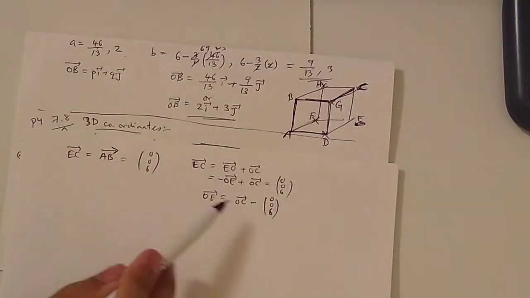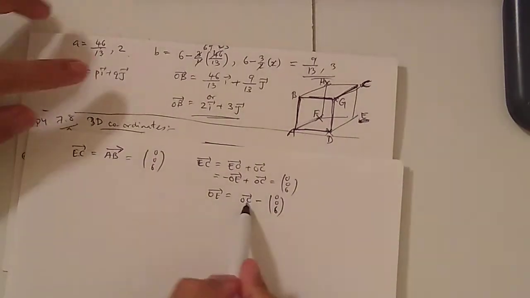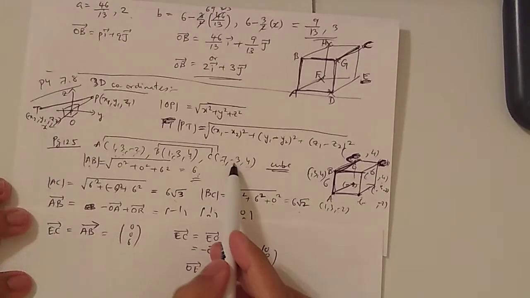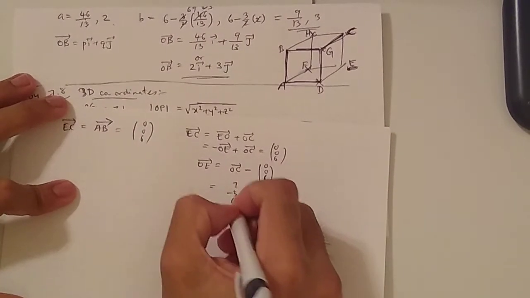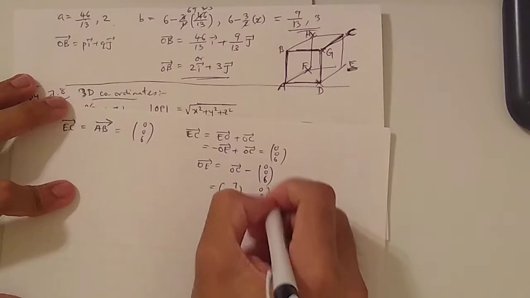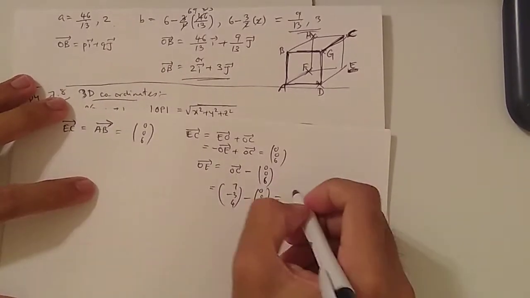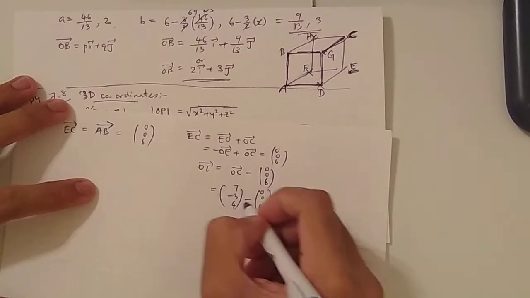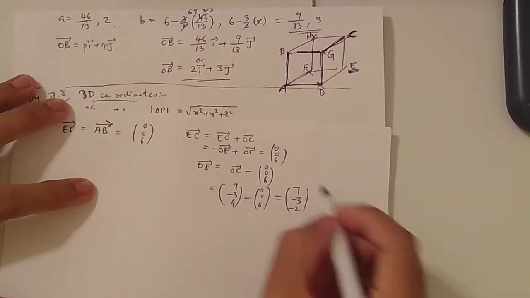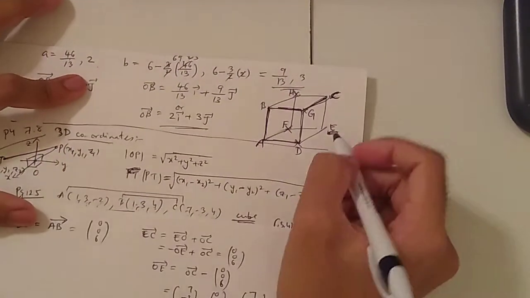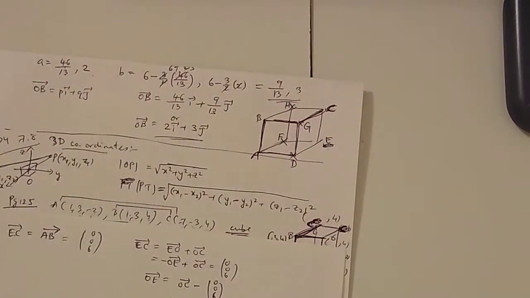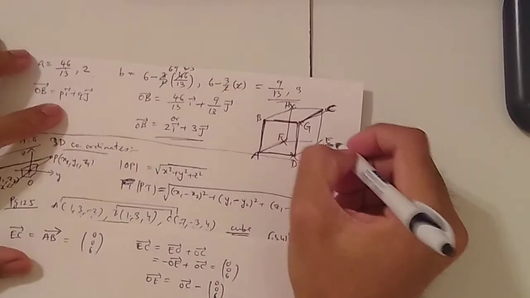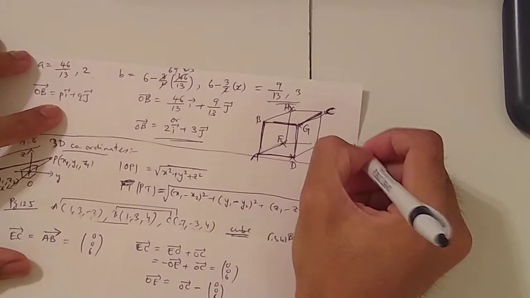So OE is equal to OC minus 0, 0, 6, and for OC we know the coordinates for C, 7, minus 3, 4. Substitute that, we get 7, minus 3, 4, minus 0, 0, 6. And that is equal to 7, minus 3, minus 2. That's your coordinate over here for E, 7, minus 3, minus 2.